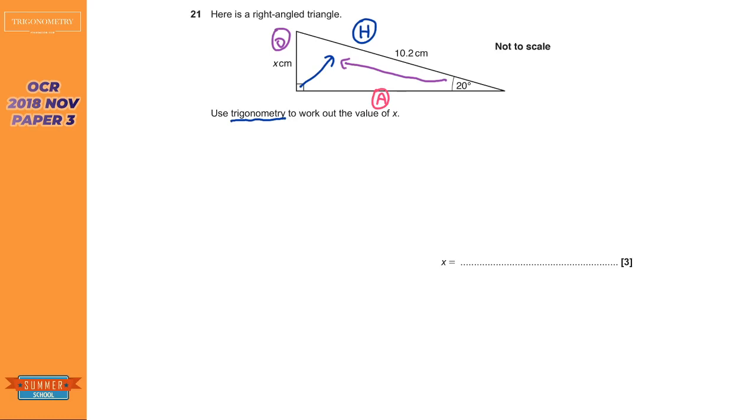Now adjacent means next to, okay, so if you sit adjacent to Jack, you'll be sitting next to Jack. And so it's next to the right angle and it's next to the marked angle, the one given to you in the question. Okay, so that's the second step.